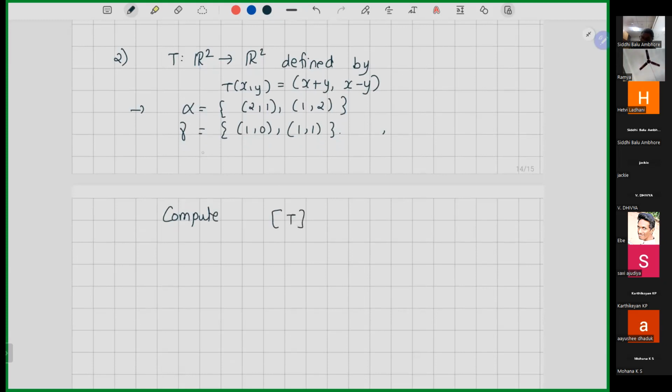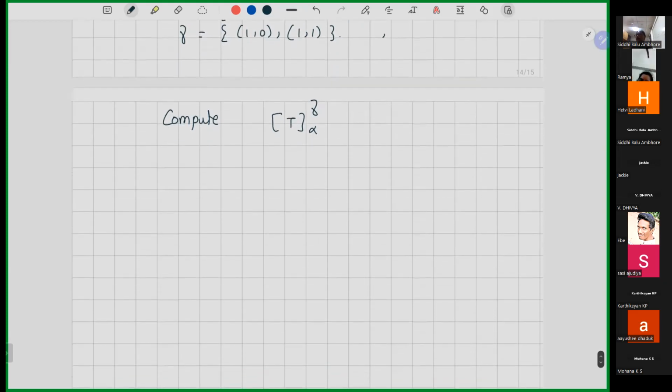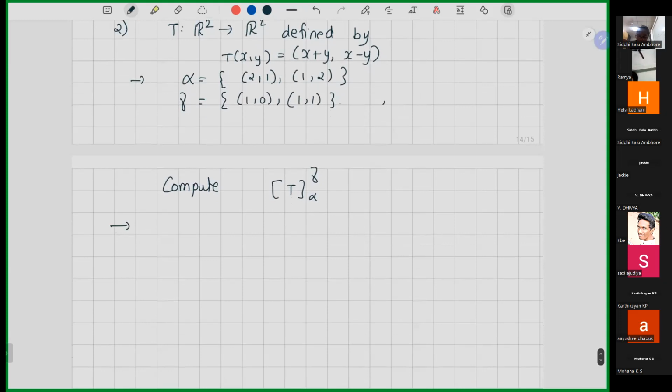T. Now my basis in the domain is alpha, and in W, the codomain, it is again gamma, which we had earlier also. So alpha is this. We will start with T of 2 comma 1. And what is T of 2 comma 1? It is 2 plus 1 comma 2 minus 1, so it is 3 comma 1. Now this 3 comma 1, I want to write as a linear combination of gamma, A times 1 comma 0 plus B times 1 comma 1.